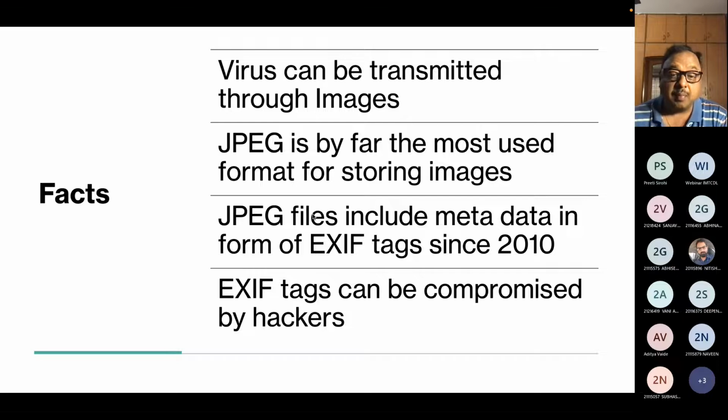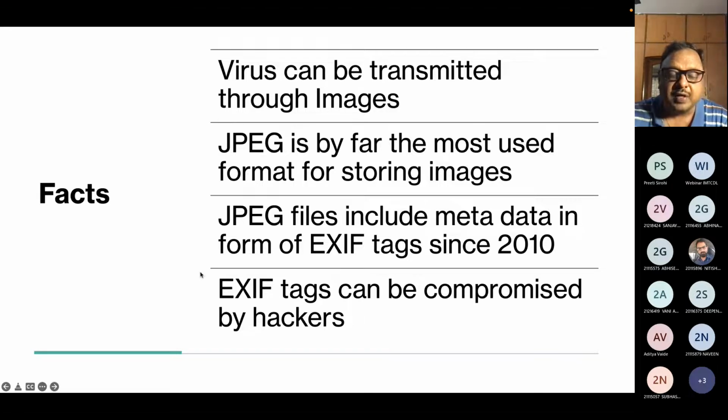Now, the problem is that the EXIF tags can be compromised, because what hackers can do is introduce their malicious code into the EXIF tags, and through that the virus can spread through the images in which the hackers have put the malicious code. So this is possible. This is a very, very dangerous vector, and it is very much utilized by many hackers to spread viruses in computers.